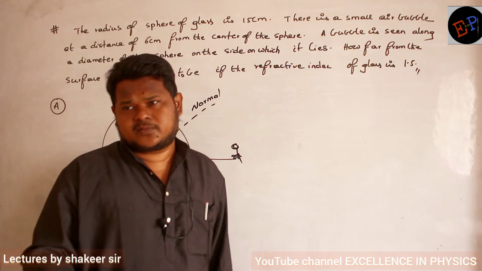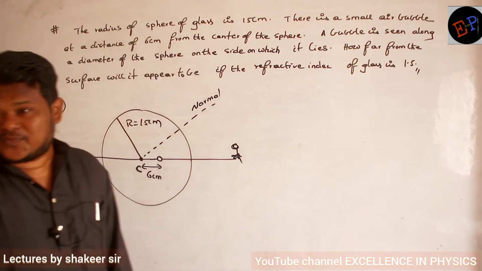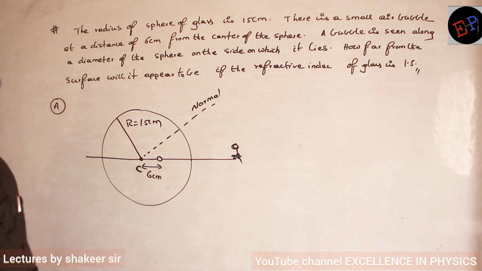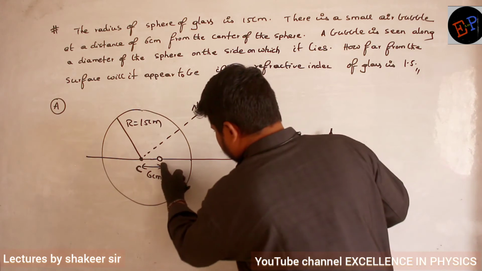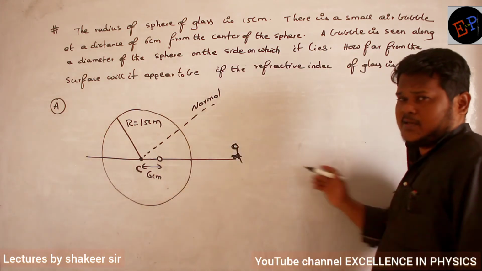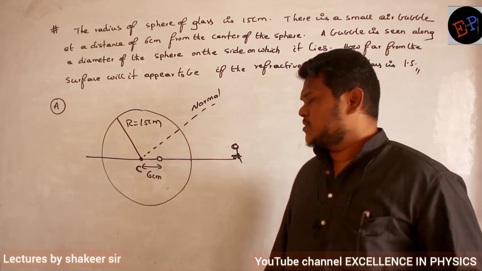You can see the image only. Object you can never see. So where will the image be created? That is the question. Now see, first of all, this air bubble is the object. Is the object present in rarer medium or denser medium? The object is present in denser medium.